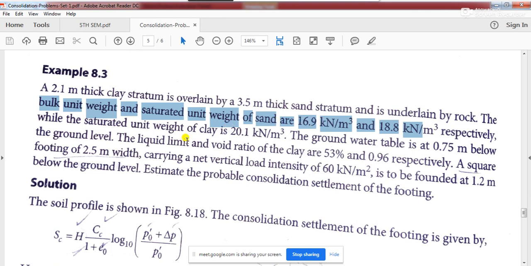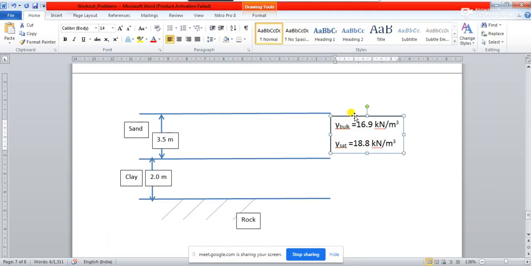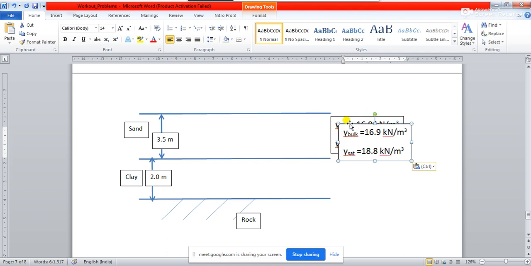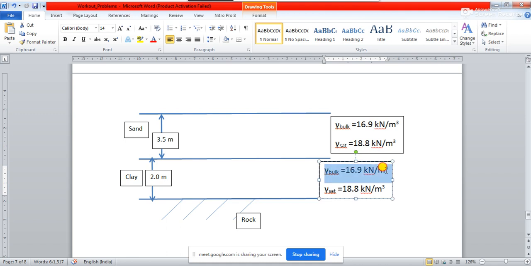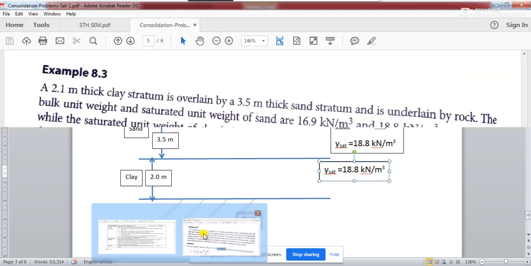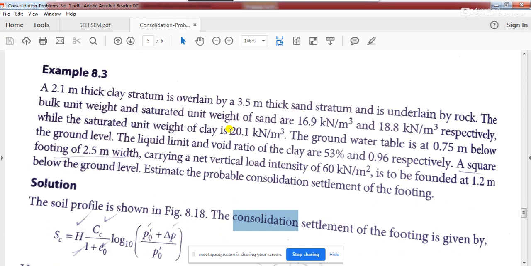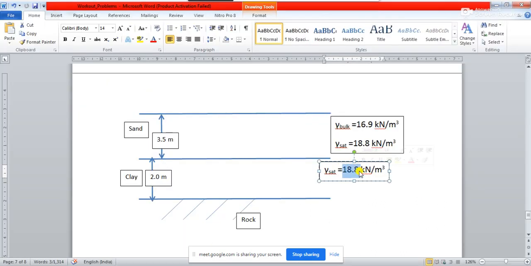In the problem, the saturated unit weight of clay is given as 20.1 kilonewton per meter cube. So I am putting it over here. There is no bulk over here. The saturated unit weight of clay, which is defined in the problem or tested from the test result, has come to 20.1 kilonewton per meter cube.